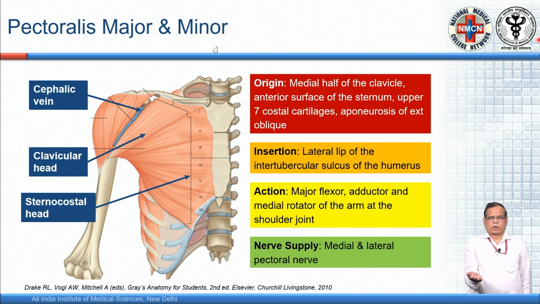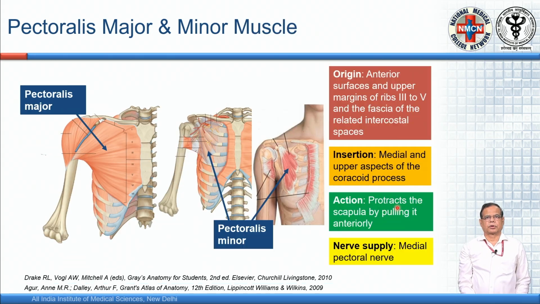Fix the elbow with the body, there is no pronation and supination, you can show the movement like this. So, your humerus is rotated either medially or laterally. The action of the pectoralis major is, it is the major flexor, adductor and medial rotator of the arm. Nerve supply: the pectoralis major muscle is supplied by medial and lateral pectoral nerves.